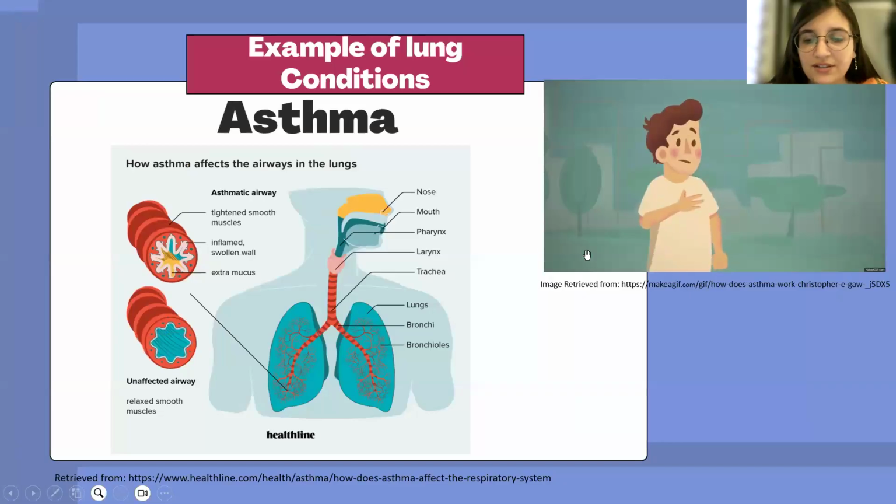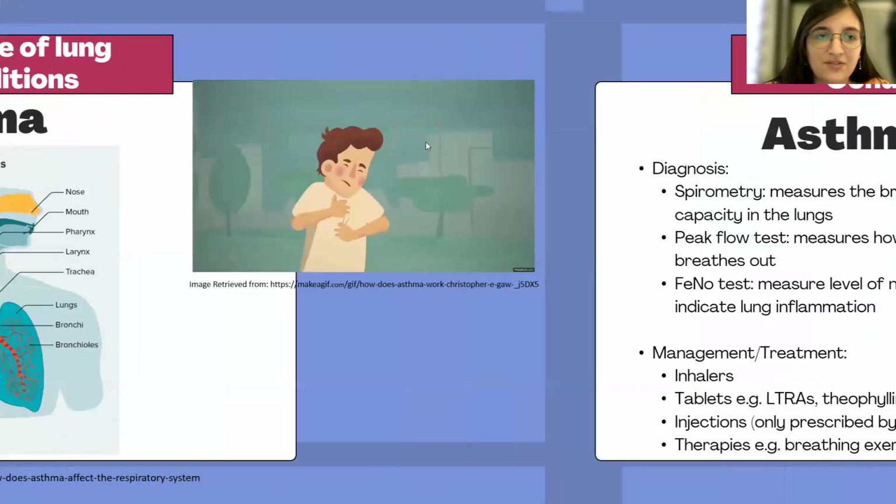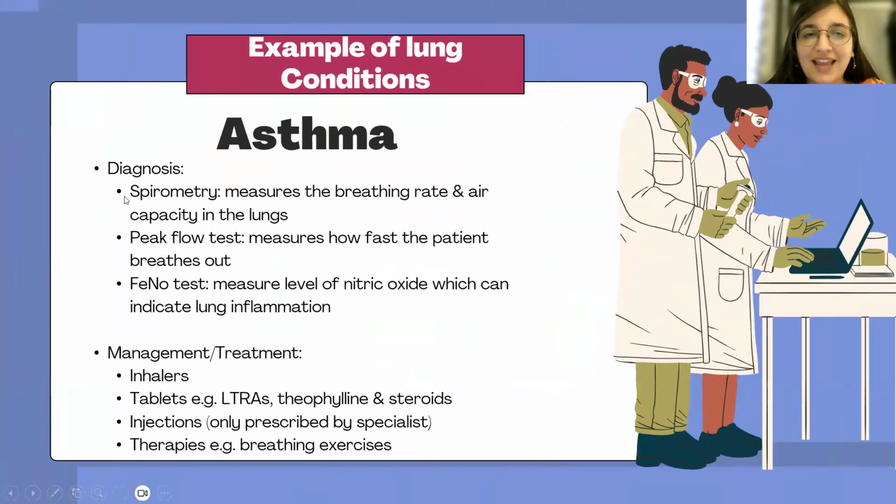Okay, that was just a picture of it. So diagnosis. Doctors or researchers can use these methods. Spirometry: in this method, they measure the breathing rate, air going in and out, and they also measure the capacity of the lung. How much air can your lungs take in and take out? So that's one. Peak flow test is they measure how fast the patient is breathing out.